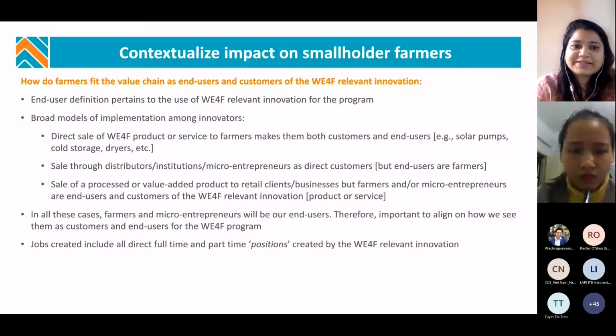Now, I want to spend some time contextualizing the impact on smallholder farmers and how the program sees it, so that it's easier for you to keep this in mind and answer during the full application stage.